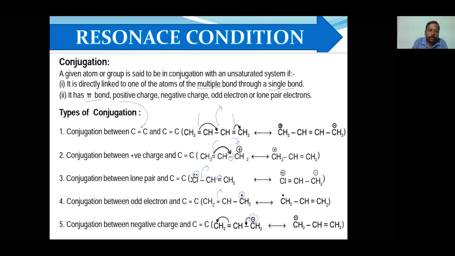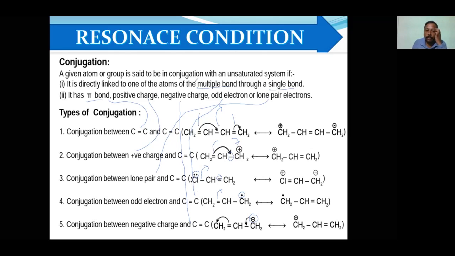This is the example with respect to positive charge. This is the example with respect to lone pair. Okay, so this is the example of the lone pair, and this is the example of the negative charge, and this is the example of the odd electron. Okay, so these many types of conjugation are possible. They must be present, then only we can say that resonance will be existing.